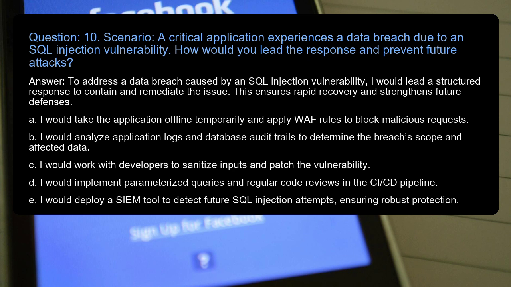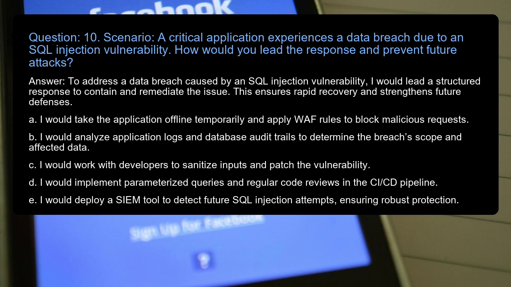Question 10. Scenario: a critical application experiences a data breach due to an SQL injection vulnerability. How would you lead the response and prevent future attacks? To address a data breach caused by an SQL injection vulnerability, I would lead a structured response to contain and remediate the issue. This ensures rapid recovery and strengthens future defenses.